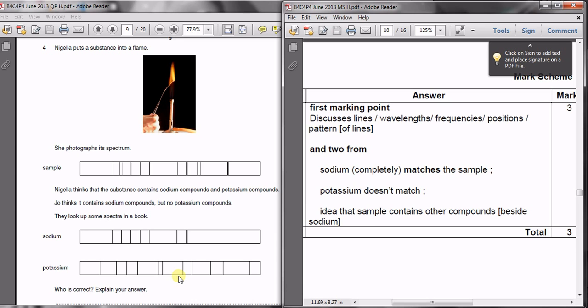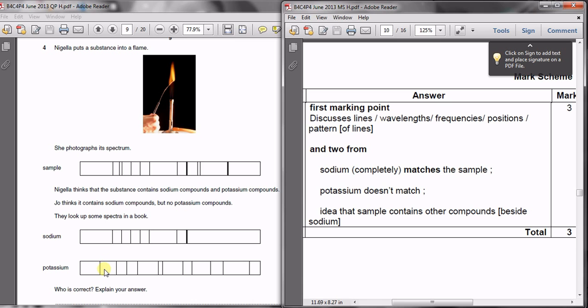Okay, so it's very simple. All you have to do with a question like this is to look for matching lines. So you can see here that each of these sodium lines match up with some of the lines in the sample spectrum. Each of these lines is represented from the sodium, and they're also represented within the sample spectrum. So that suggests that there are sodium compounds within the sample.